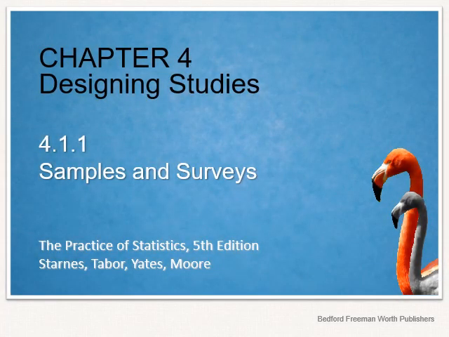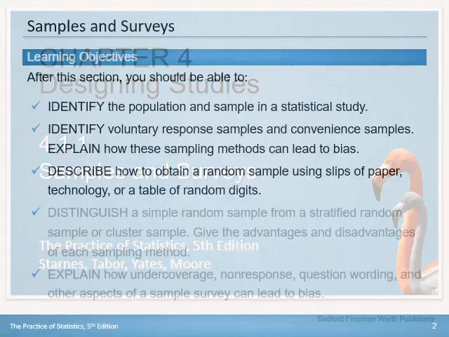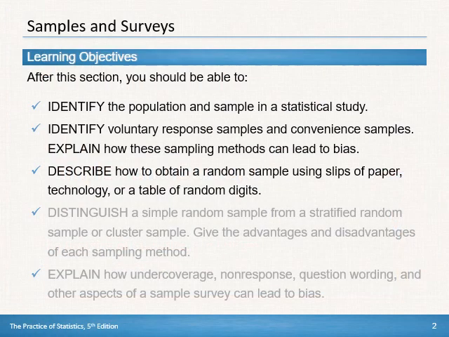So this is the first part of the notes for section 4.1, talking about sampling and surveys. In this part of the notes, we will talk about population versus samples. We'll talk about voluntary response and convenience samples and why these are bad. We'll also talk about how to use a random digit table to select a simple random sample.